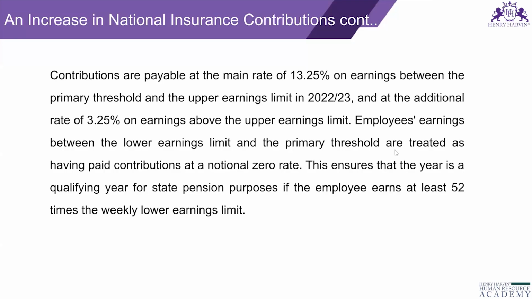Okay. Then employees' earnings between the lower earning limit and the primary threshold are treated as having paid contribution at a notional zero rate. Okay, so there is no contribution between these rates. This ensures that the year is a qualifying year for state pension purposes if the employee earns at least 52 times the weekly lower earning limit. So this ensures that the year qualifies for state pension purposes, even if the employee's salary is less. Okay, that is the weekly lower earning limit. If the employee earns this salary for 52 weeks, the employee is still eligible for state pension. Okay.